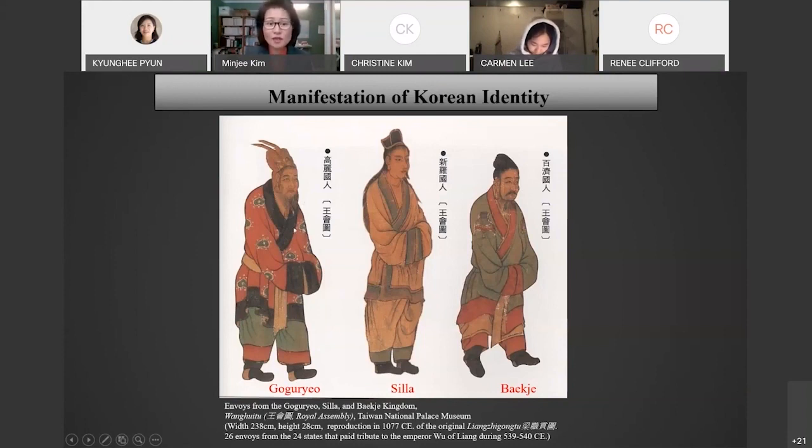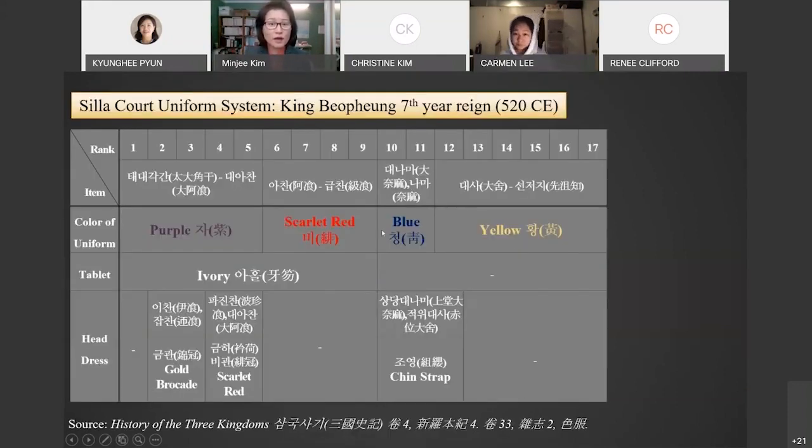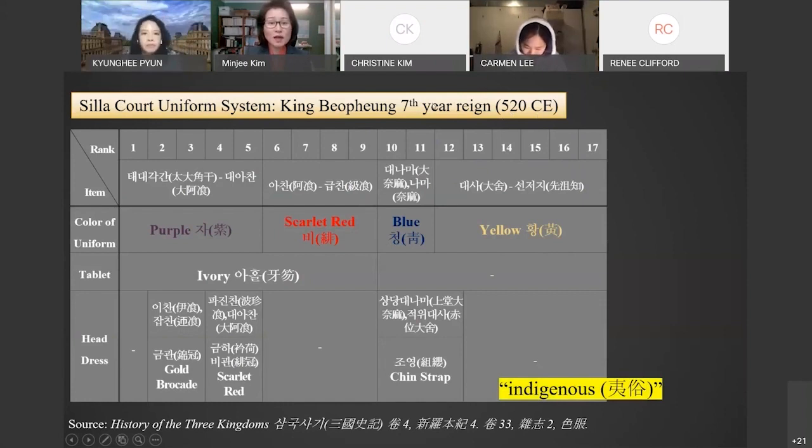This one has straight side hems. They wrapped left over right. So, as I showed in this table before, this shows Silla's court uniform system, and in the record, it is recorded as indigenous. So at this time, about 520 CE, the Silla government instituted this dress code for court uniform, but this was recorded as an indigenous style.